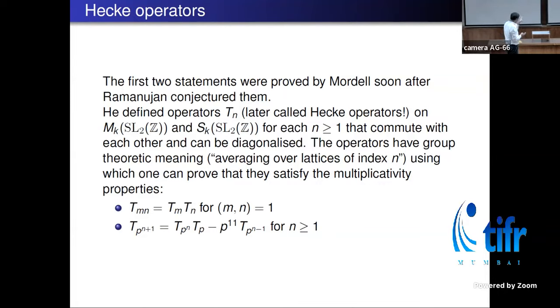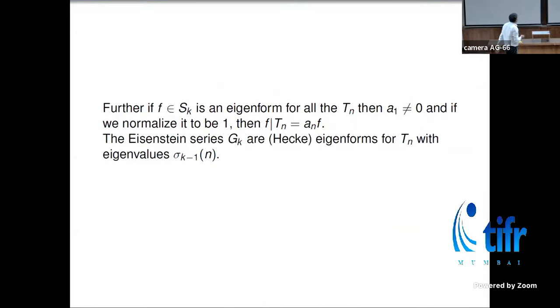Now these operators have some meaning because these spaces of modular forms can be thought of as functions on lattices, etc. So you can look at some averaging function. These Hecke operators, T sub n, have some meaning, and using this meaning, one can prove for these operators the properties Ramanujan had conjectured for his tau function. So these operators T sub n, indexed by natural numbers n, have the same properties which Ramanujan had conjectured for tau n. T mn is equal to T m times T n for m, n coprime, and there's this more complicated thing for powers of p. This was amenable to proof because these Hecke operators had some kind of group theoretic meaning.